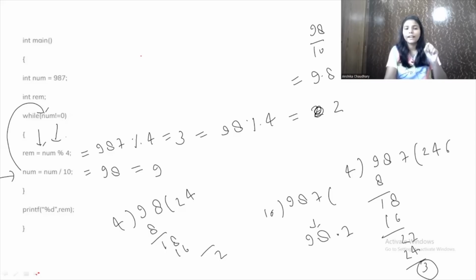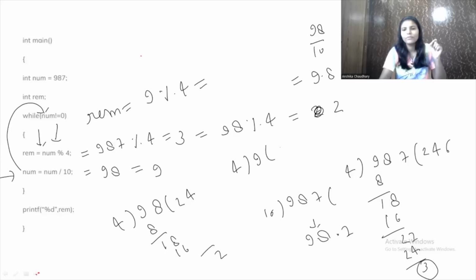We will come again into the while loop, and we will store the remainder value again. So remainder is equal to num modulus 4. This time the num value is 9 modulus 4. So when we divide 9 by 4, 4 2s are 8, so the remainder will be 1 only, right? So 1 will be stored in the remainder.